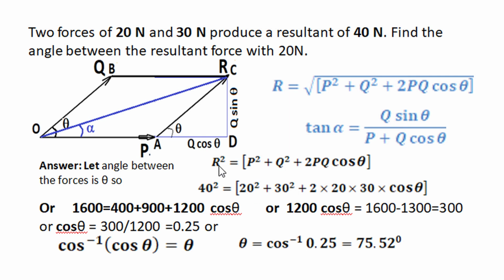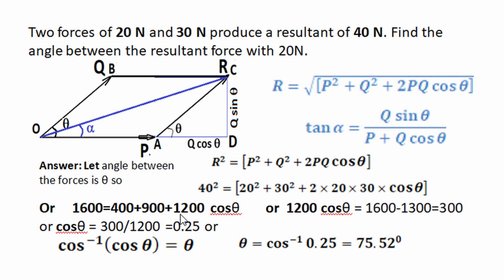So we have used magnitude relation, and resultant r square is 40 square, first vector p is 20, so it is p square 20 square, q square, another vector is 30, is 30 square, and 2pq cos theta. Theta is unknown. Now when we square, 40 square is 1600, 20 square is 400, 30 square is 900, and this multiplication 1200 cos theta.